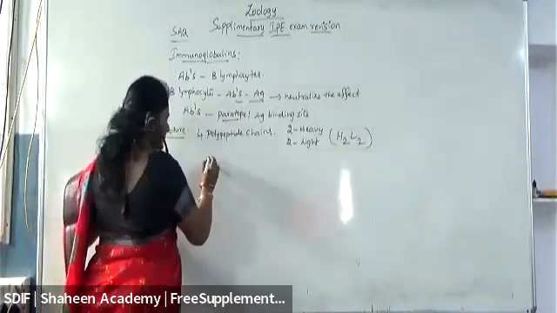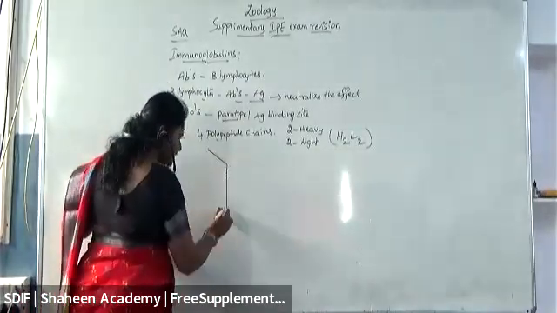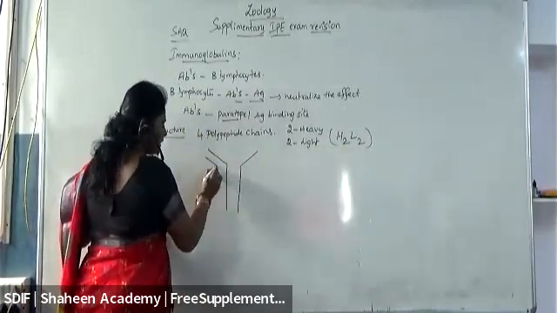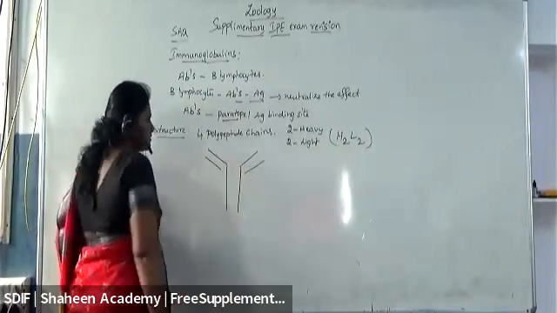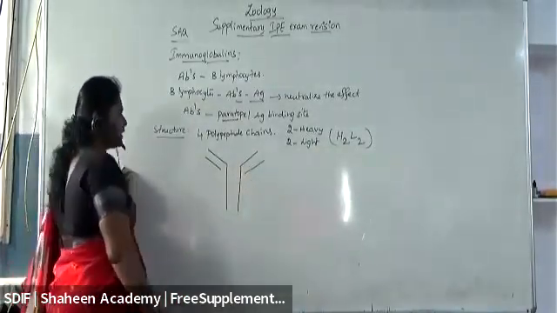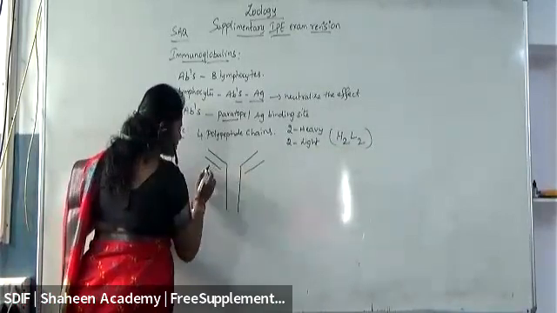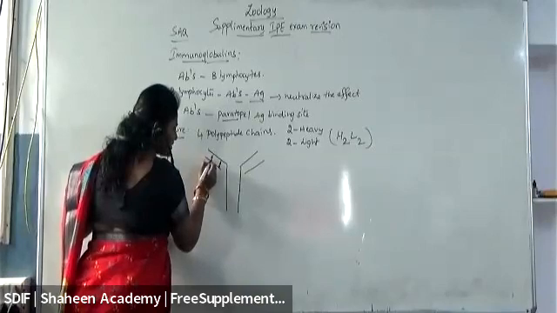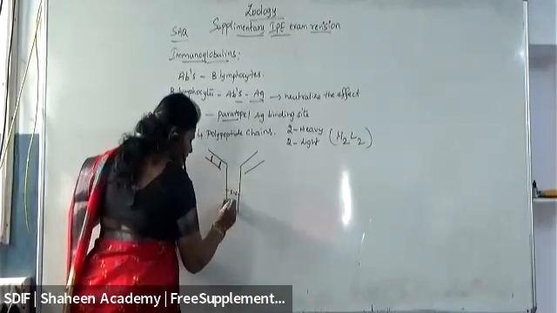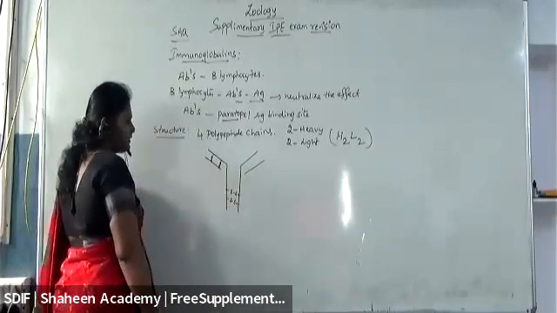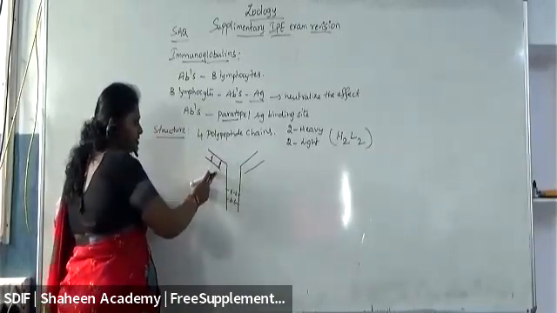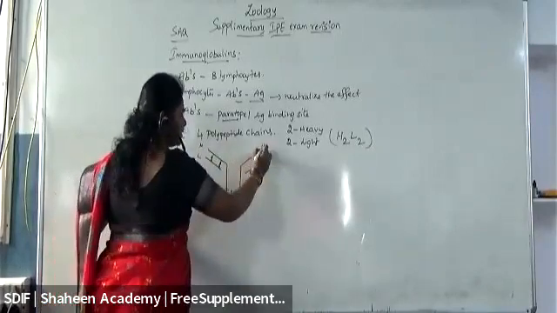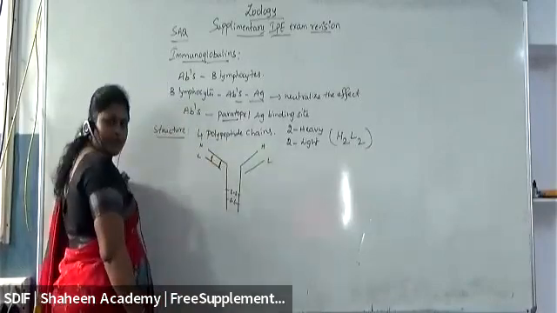So as I told you, when you see the structure of immunoglobulin, it consists of 2 heavy chains like this and 2 light chains. The heavy chains and the light chains are joined together by means of what? Disulfide bonds. The 2 heavy chains are joined by disulfide bond, and even the heavy chain and light chains are also joined by disulfide bond. This is one heavy chain and this is a light chain. This is one heavy chain and this is a light chain.